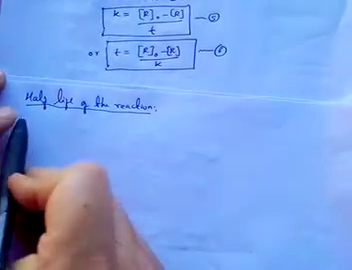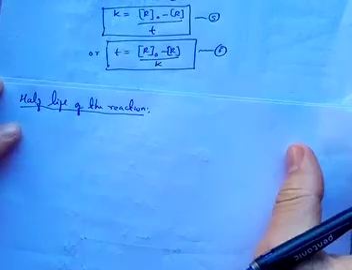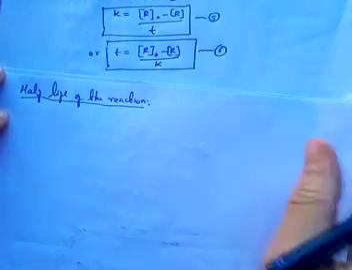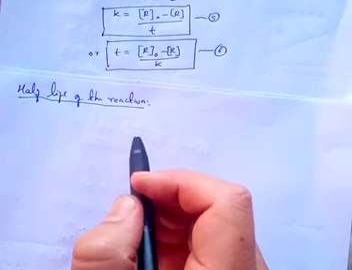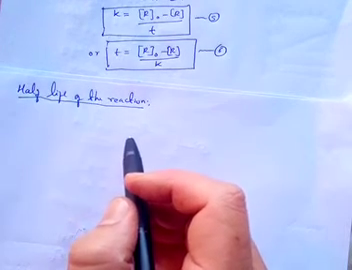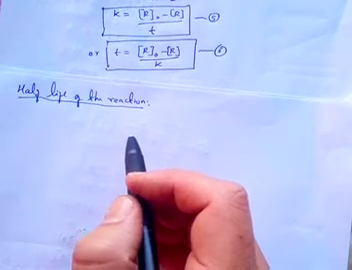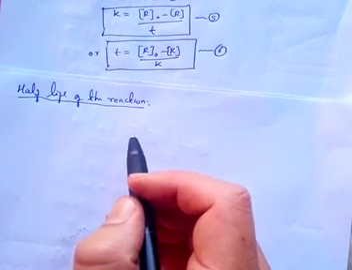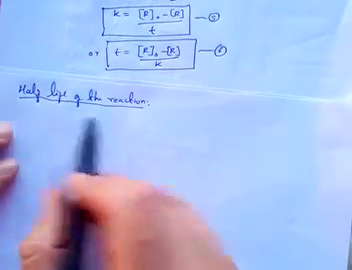Next important thing we have to learn is the half-life of the reaction. So what is the half-life of the reaction? Half-life is the time taken by the reaction to bring its initial concentration to exactly half. So if we start with 5 gram, then the time taken to reach 2.5 gram, exactly half of its initial weight, is the half-life of a reaction.